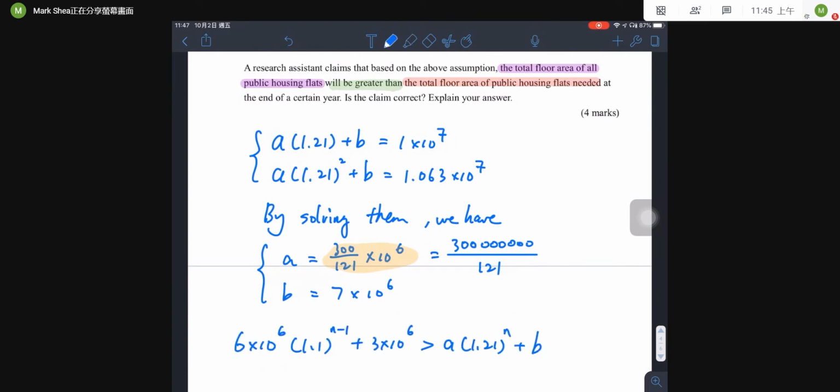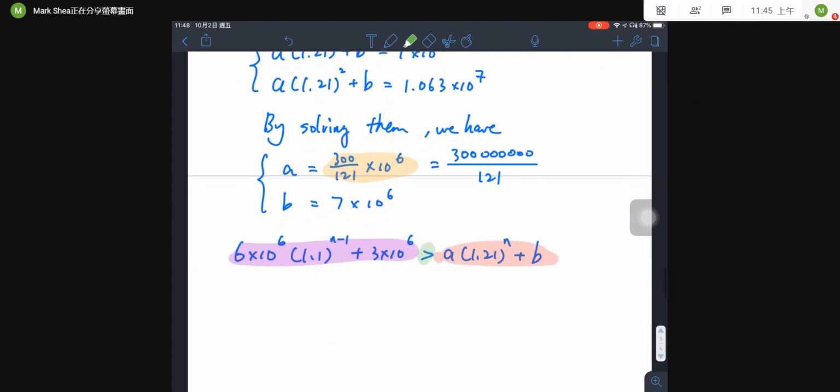Now you can see that I have this inequality. This part is the one in part B, and the right hand side is the one in part C, and we need to determine whether the total area will be greater than the total area needed. So we set up this inequality. If you are not sure how to convert A into a fraction times 10 to the power 6, you can just keep the value of A in the calculator.